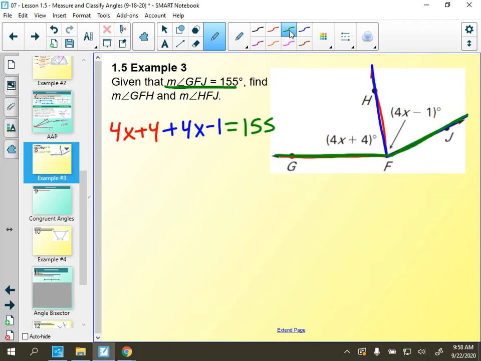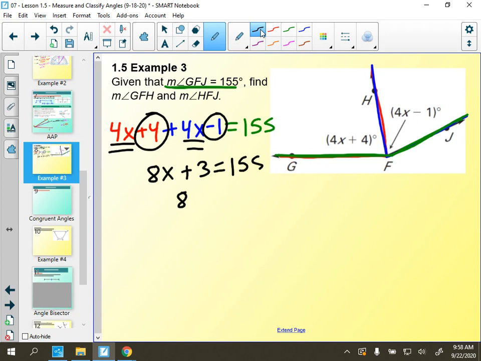All right, I've got some like terms to combine. We'll go quick here. This is just an algebra review. I've got 4x and 4x, so I can turn that into an 8x. I've also got a plus 4 and a minus 1, so I think we can turn that into a plus 3 here, equals 155. We'll subtract this 3 from both sides to get 8x equals 152, and we'll divide both sides by 8 to get x equals 19.